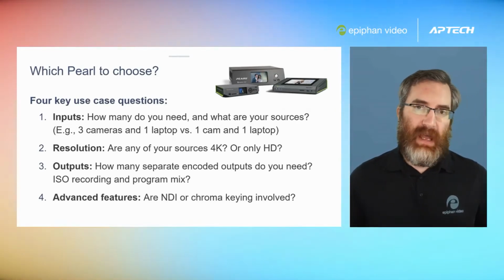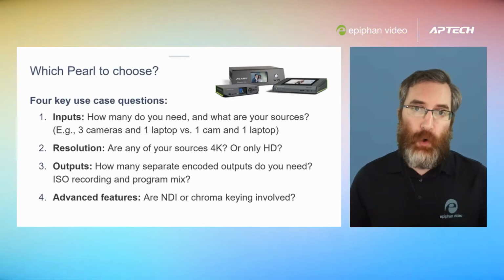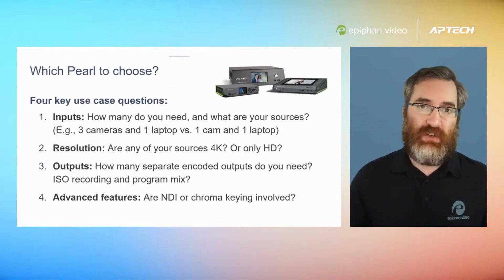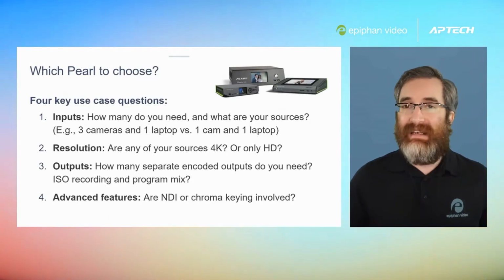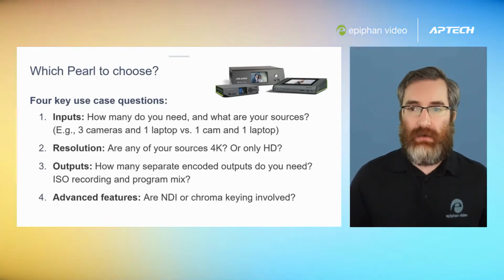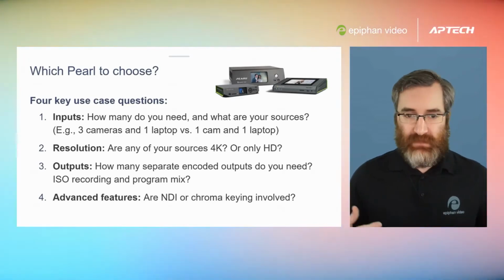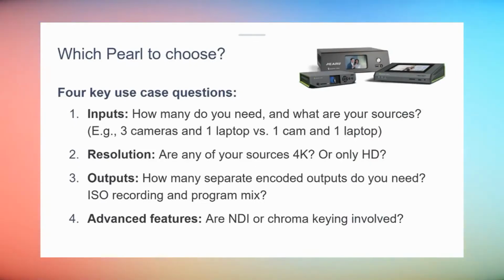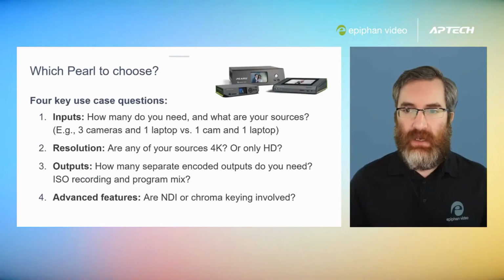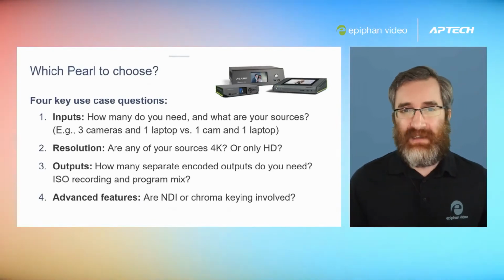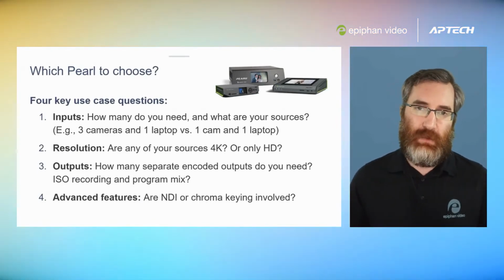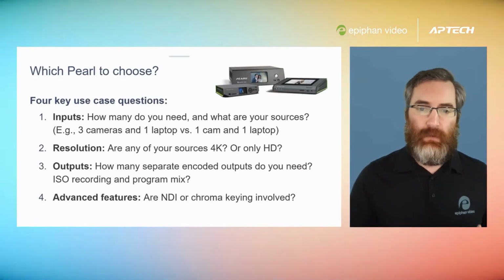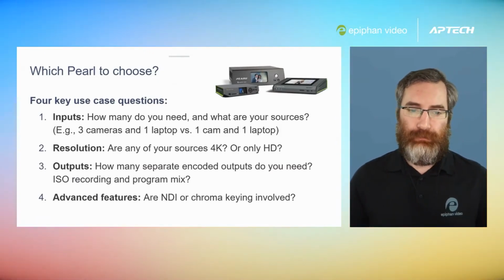In many cases, you may only need a single program feed for our output, for our live stream and recording. If that's all I need, then a Nano or a Pearl Mini can easily handle that. But if I'm using, let's say, our first input scenario of 4 inputs, and I need to do ISO recording on all 4 and have a mix and switch program feed, then I need to be looking at a Pearl 2. With Pearl 2, I can be doing as many as 6 simultaneous, separate, independent full HD encodes. So again, we need to look at how we're going to use this in our workflow.